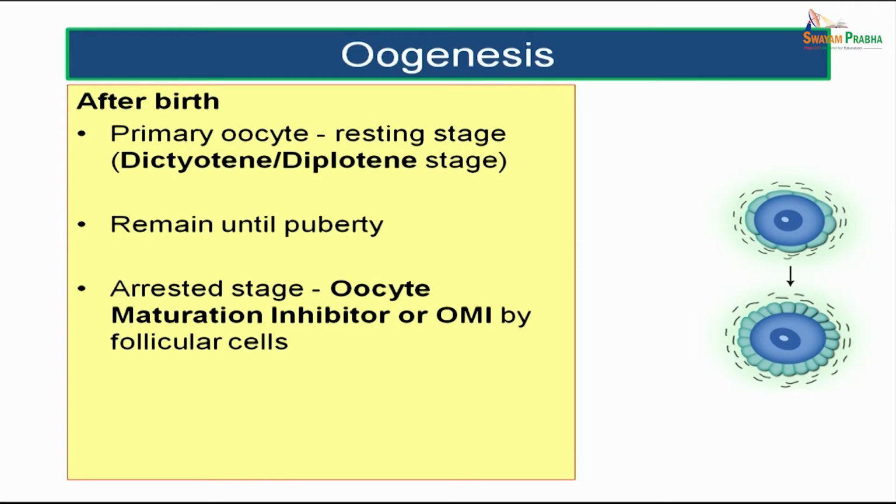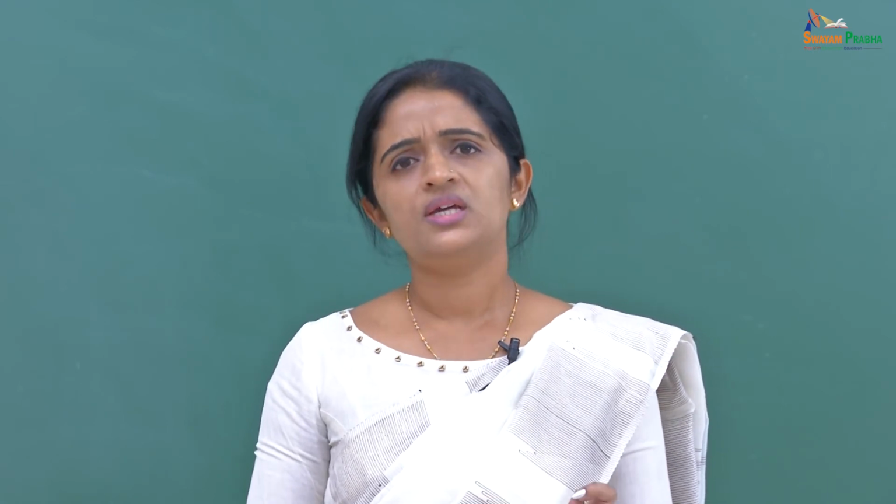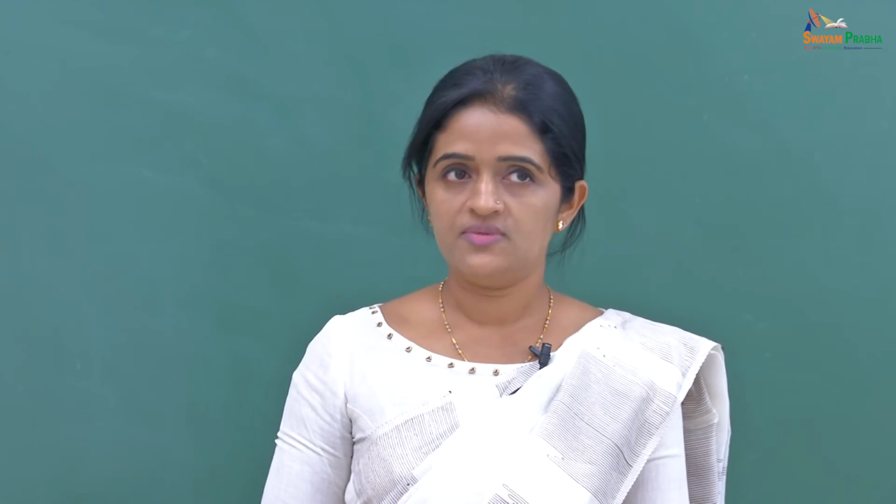And what is actually the reason behind the arrested phase of prophase? That is by an inhibiting factor known as oocyte maturation inhibitor, which is secreted by the follicular cells. So, the follicular cells are the cells which are actually covering the oocyte. So, these cells will be secreting an inhibitor known as oocyte maturation inhibitor, and this inhibitor is responsible for the arrested phase of prophase in the first meiotic division.